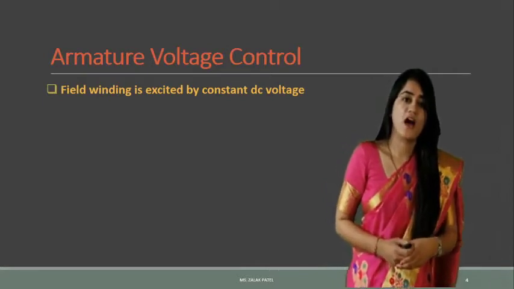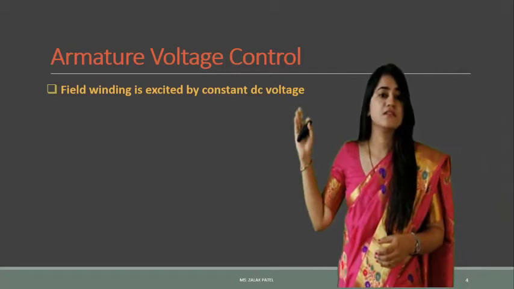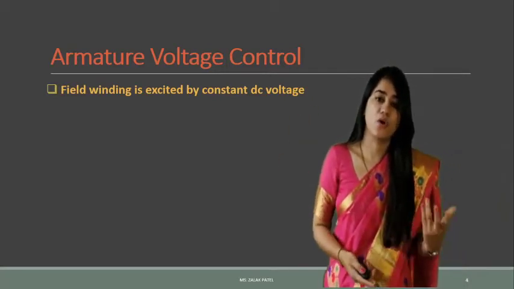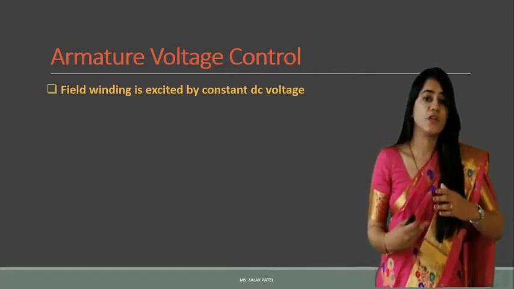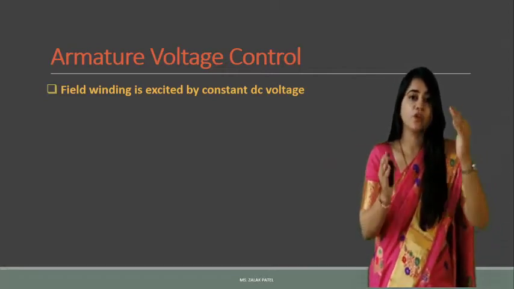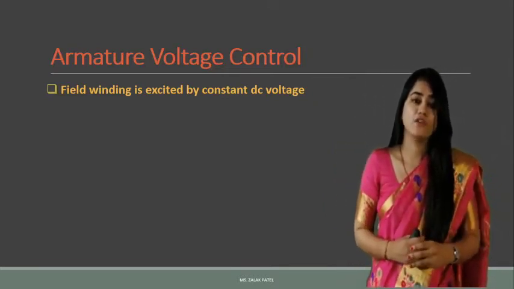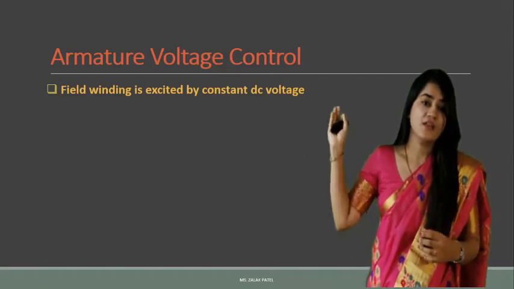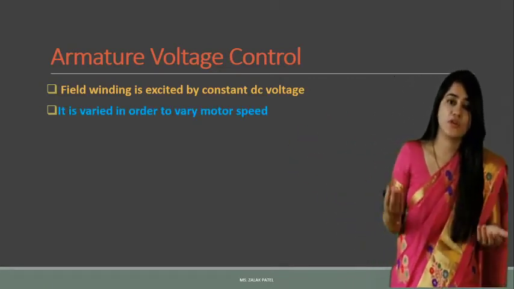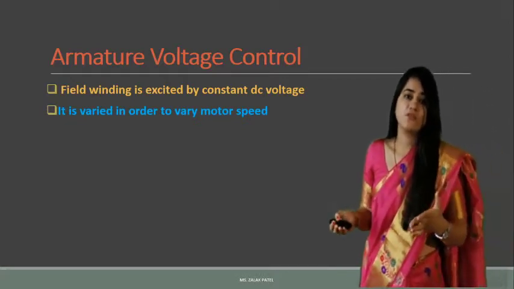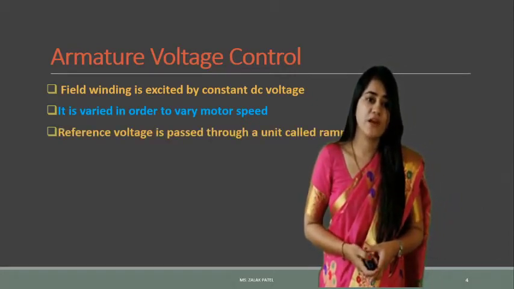The next is armature voltage control. Here the field winding is excited by a constant DC voltage. It means if you apply some 10 volt of voltage, then the motor can be started, but a minimum amount of voltage is required to start the motor. So that's why armature control is necessary. It is varied in order to vary the motor speed. It means if the armature voltage can be changed, then the motor speed can also be changed.